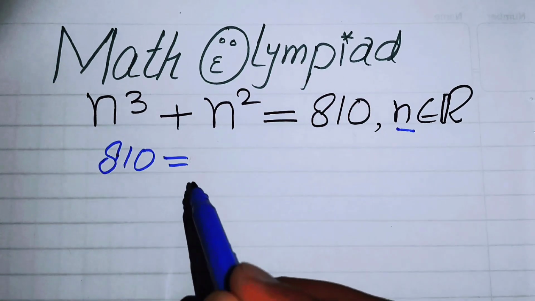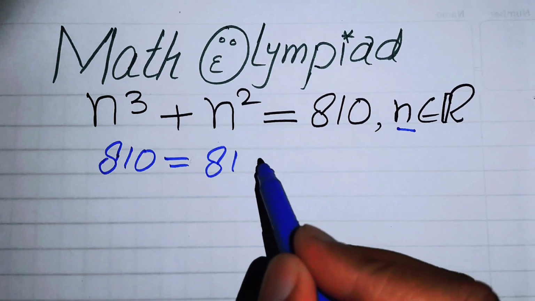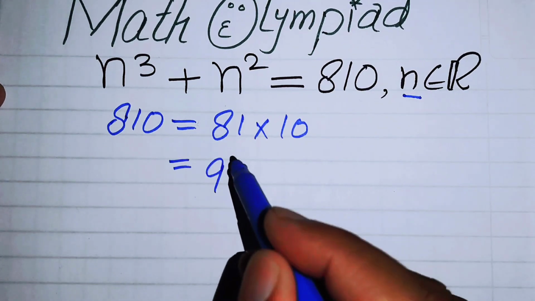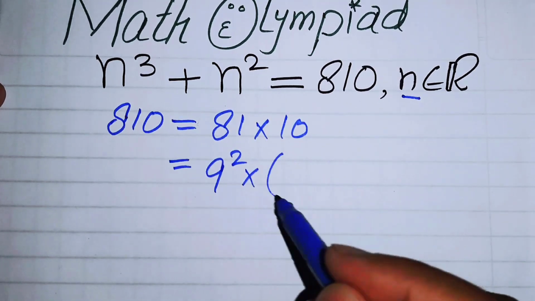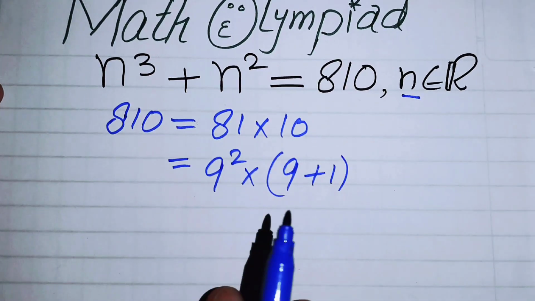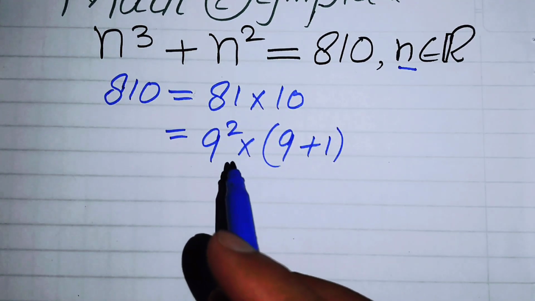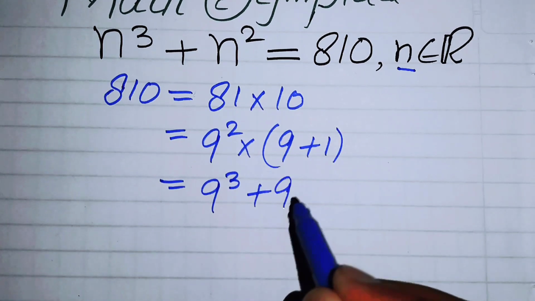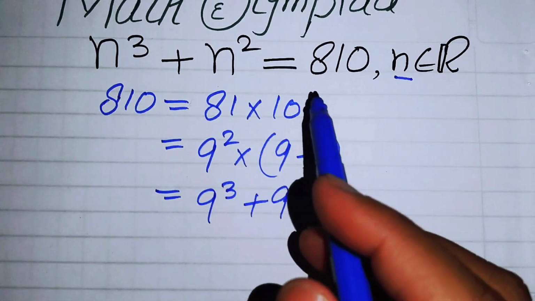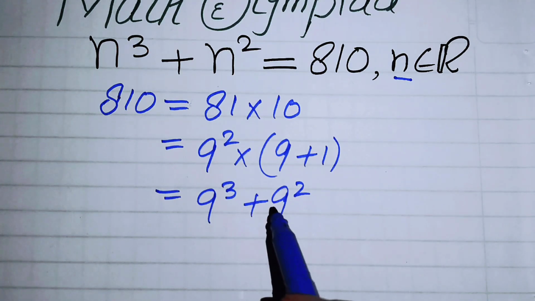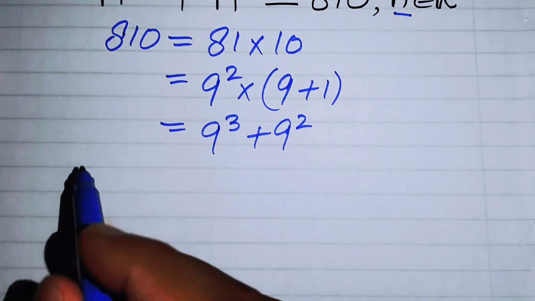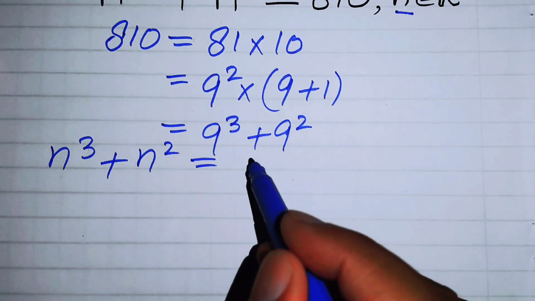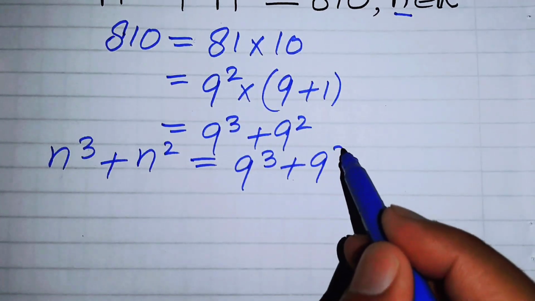In the right hand side you can see that we have 810, and we can write this 810 as 81 times 10. After this step we can write this 81 as 9 squared times, and we will write this 10 as 9 plus 1. Now we will multiply this 9 squared on both of the terms, and you will get 9 cubed plus 9 squared. Now I can replace this 810 by 9 cubed plus 9 squared, and we get n cubed plus n squared is equal to 9 cubed plus 9 squared.